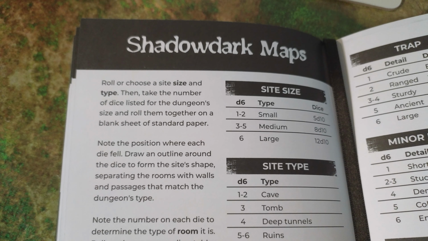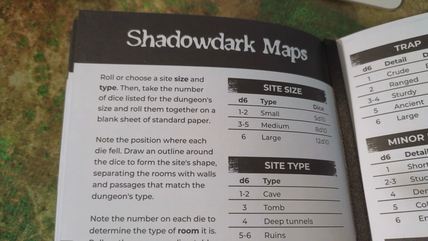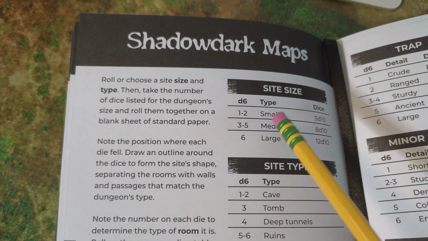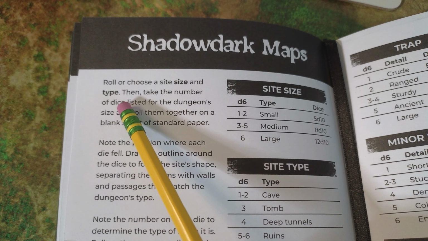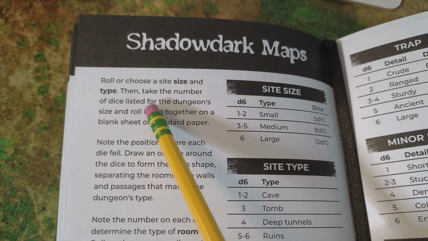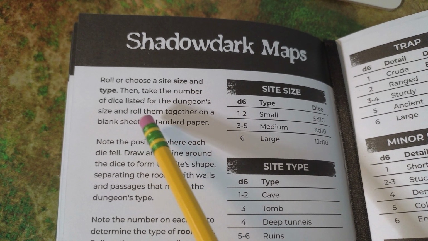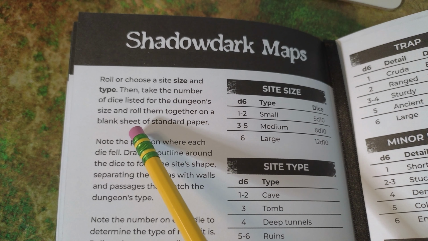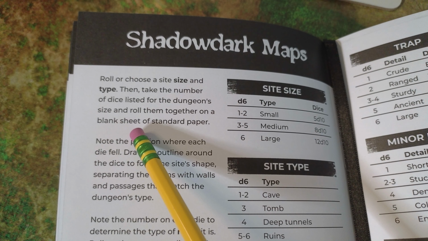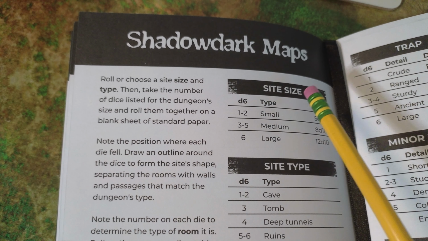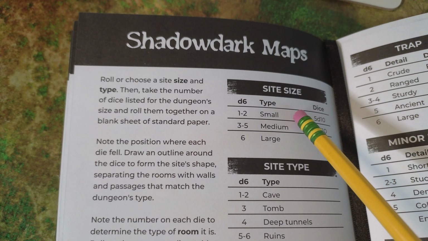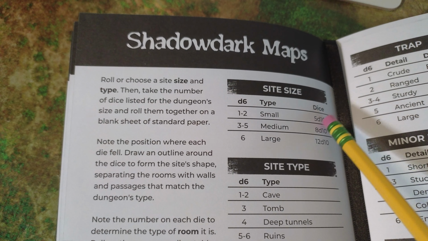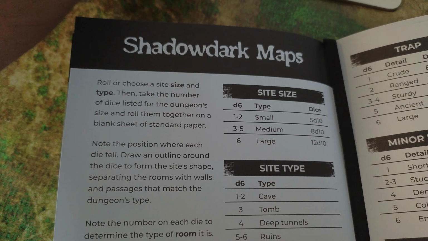So in the Shadowdark RPG, it has a Shadowdark map section. We are going to try to make a small site. So it says roll or choose a site size and type. Then take the number of dice listed for the dungeon size and roll them together on a blank sheet of standard paper. So here's the site size and the site type. So we're basically just going to do a cave and a small. So we're going to need 5d10 dice.